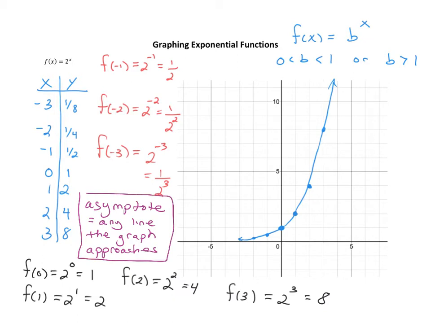So here, if you look at the x-axis, which is the equation y is equal to 0, it is a line, and the graph keeps getting closer and closer and closer to it. And the term we use for that is asymptote. So exponential functions will have this feature. This one increases.